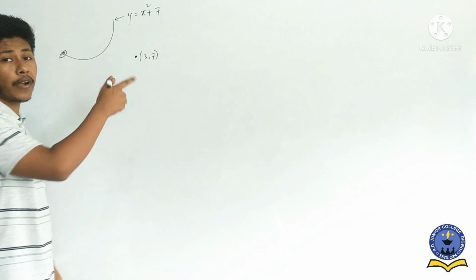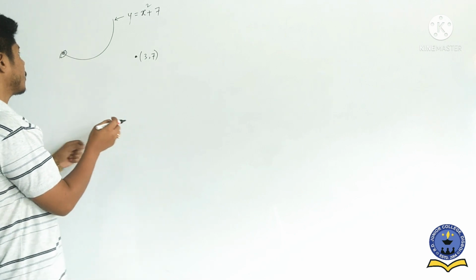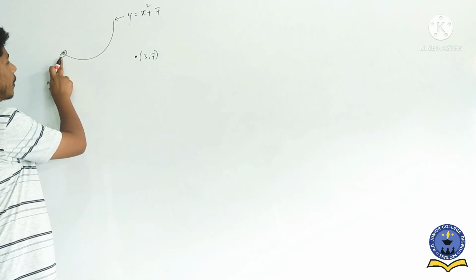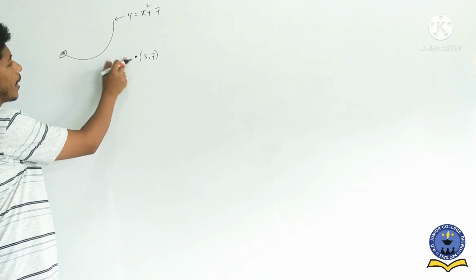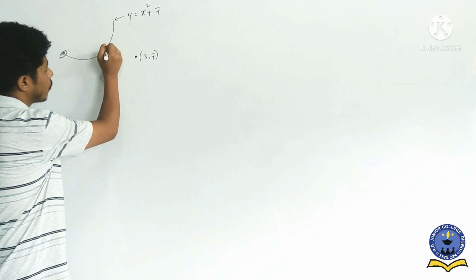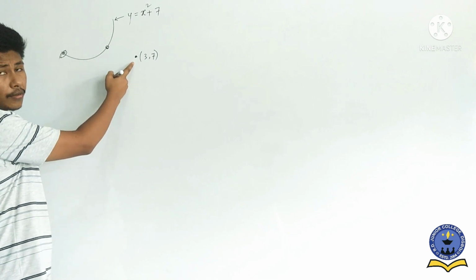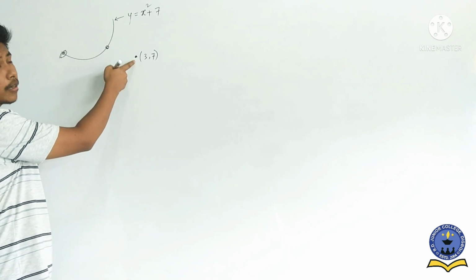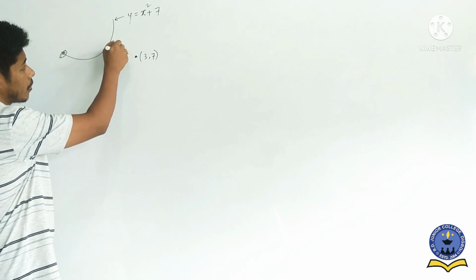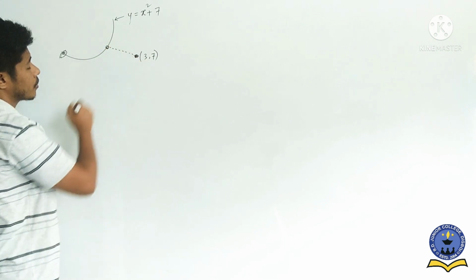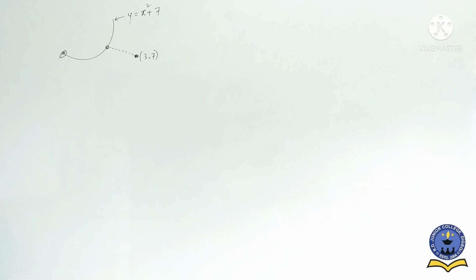And now here we have to find the nearest distance, that means the minimum distance. Obviously, if the helicopter is placed here, then we get one distance, and if the helicopter is placed here, the distance is shorter than this one, isn't it? So we have to find the minimum distance, the shortest or nearest distance.